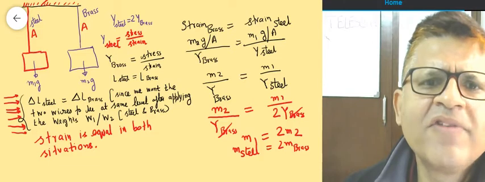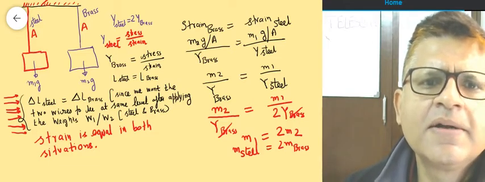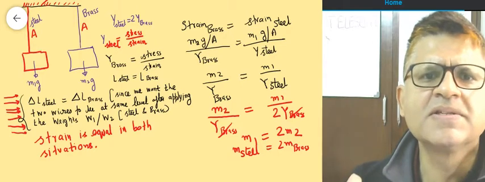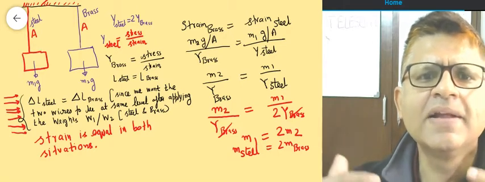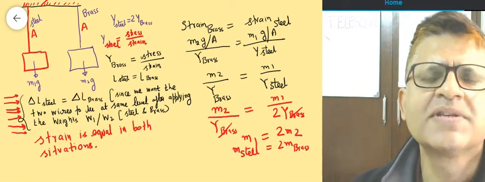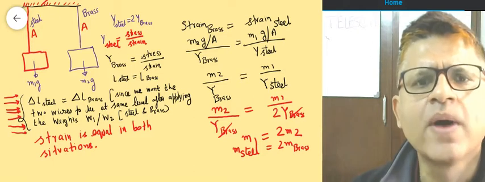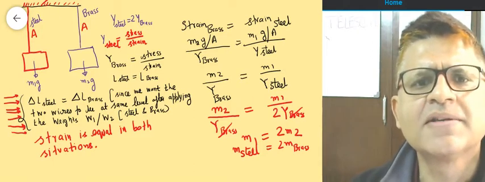Now, once the weights are put on the respective wires, it is found that the end point remains the same, which means delta L is same for both the wires. Also, the length of wires was same. So we can calculate that strain developed in brass wire and the strain developed in steel wire is same.